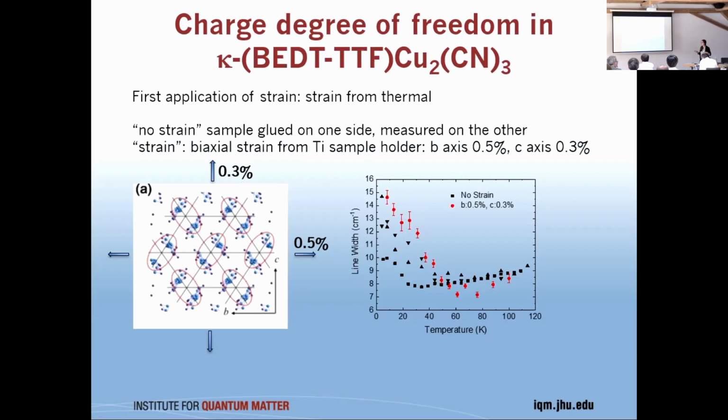Martin already had some work showing that charge order in the copper phase can be suppressed by pressure. I think that strain could also be a good control parameter. And in this material, I think we will be applying more strain to try to induce more of the charge order.